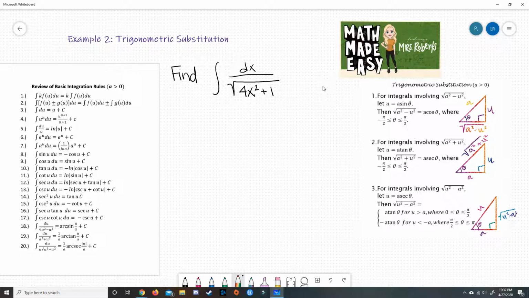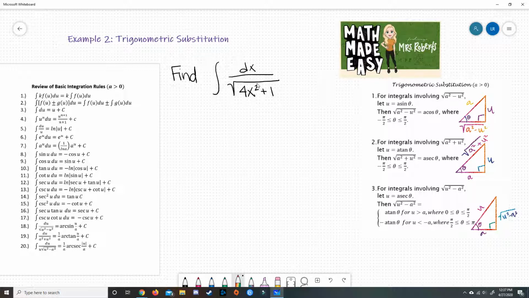Now, remember, we know to use trig substitution when we have something that looks like it could have possibly been the Pythagorean theorem, because the Pythagorean theorem is used in right triangle trig. And in right triangle trig, we use sine, cosine, tangent, cosecant, secant, and cotangent.